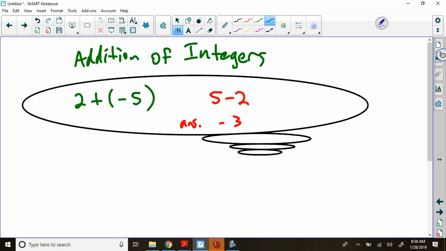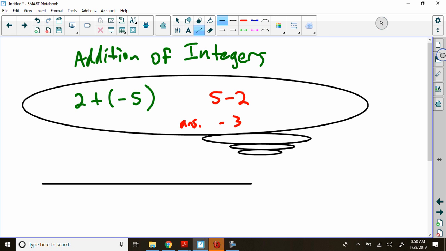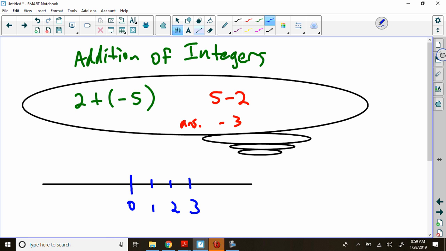So maybe this will help. There's this thing called the number line. It has 0 in the center of it. Here's a 1, here's a 2, here's a 3, -1, -2, -3. Anybody ever try adding with the number line? If you needed to add with the number line, 2 plus -5.